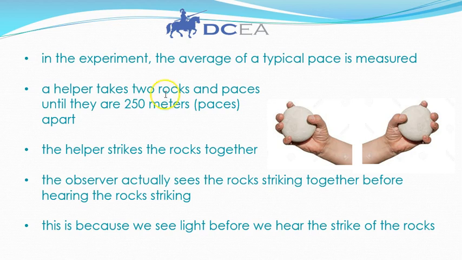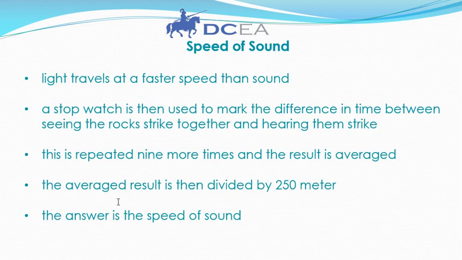A helper takes 2 rocks and paces until the helper and the observer are about 250 meters or 250 paces apart. The helper strikes the rocks together. The observer actually sees the rocks striking together before hearing the rocks striking. This is because we see light before we hear the strike of the rocks. This also happens because light travels at a faster speed than sound.